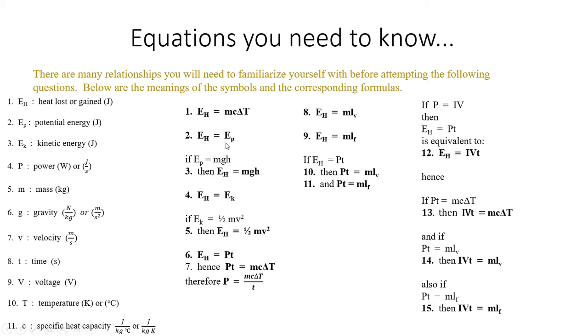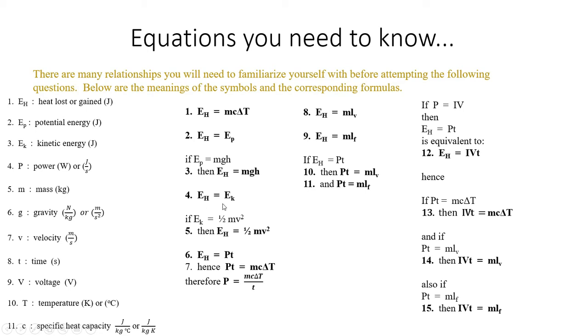When you have a question, what I always tell people to do is to write out your variables, and once you write out the variables, you would know or have some idea of which relationship to use. You can see that going through the papers or the questions with me. So EH is equal to MCΔT. EH is also equal to EP. If EP is equal to MGH, we could substitute that in, and we have EH is equal to MGH.